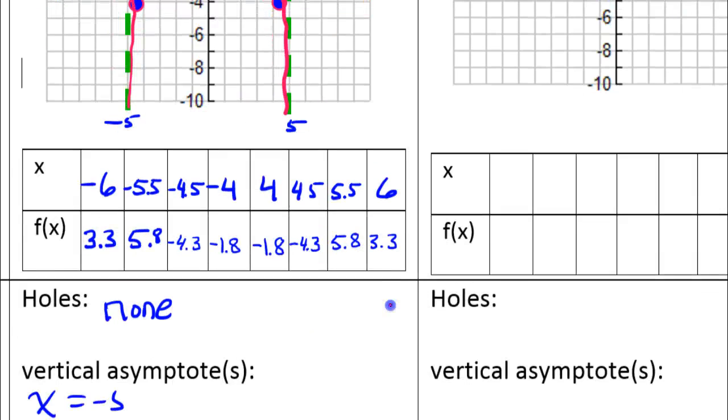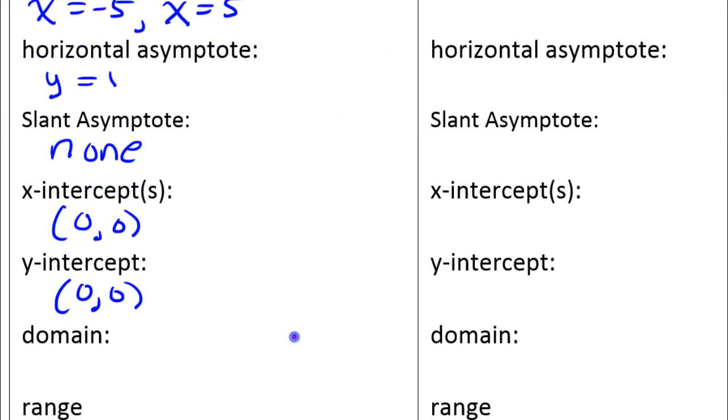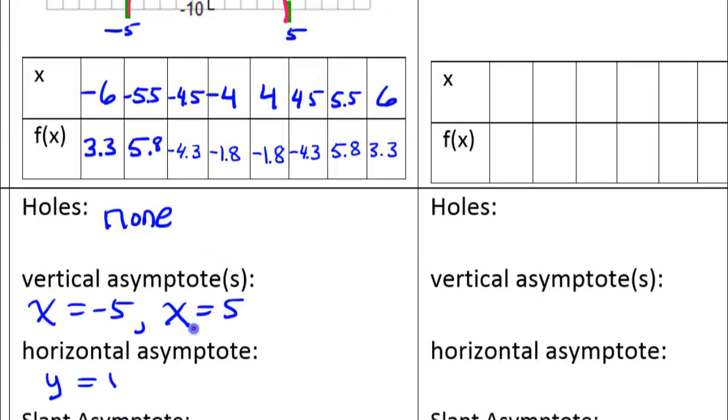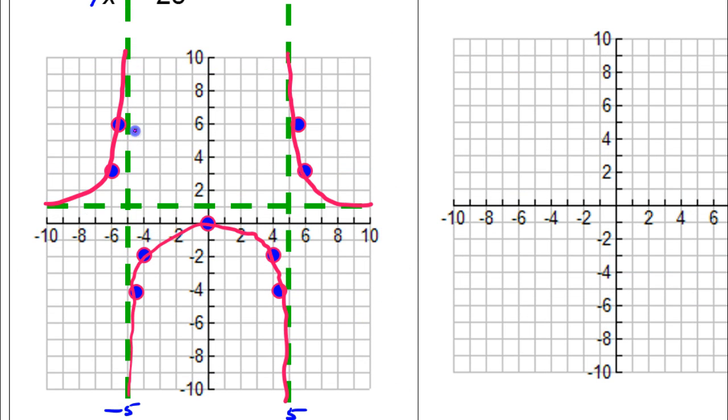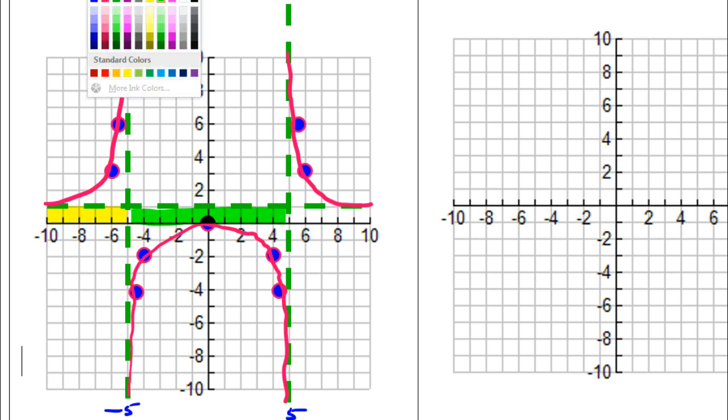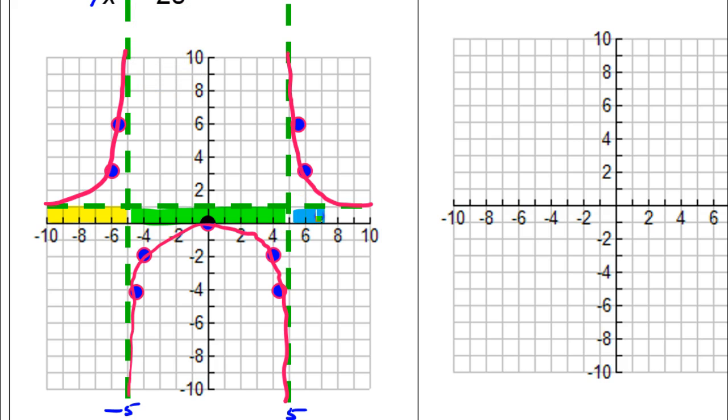Now let's go ahead and talk about the domain and the range. So the domain goes from left to right, but it breaks at these vertical asymptotes. So the first portion of the domain goes from negative infinity to negative 5. And then the second portion of the domain goes from negative 5 to positive 5. And then the third portion of the domain goes from positive 5 to infinity. Basically, I have to skip over the vertical asymptotes. All right, but those are my x values that are covered by this graph.